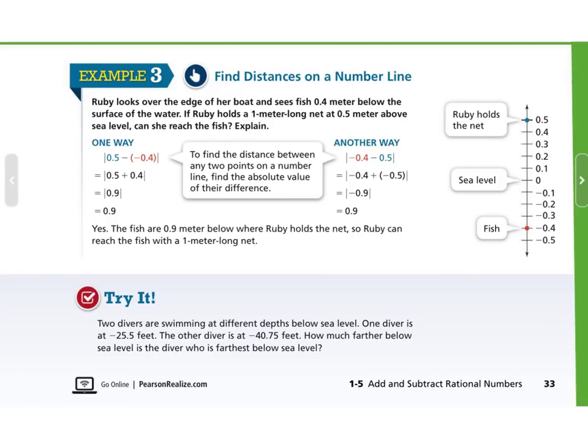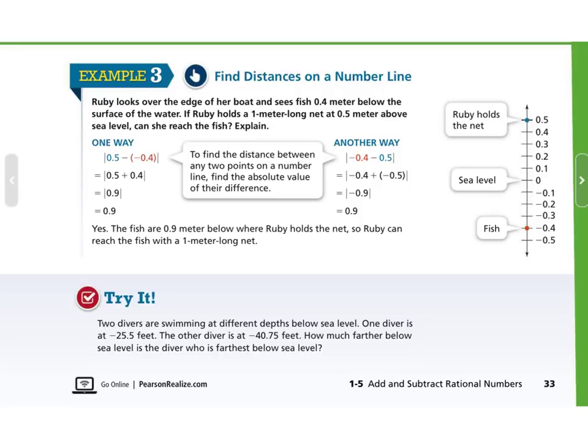In this example 3, we're looking at finding distances on a number line. Remember, a number line can help you see or visualize distances between positive and negative values, which sometimes makes more sense when you're stuck about whether or not your answer should be a positive number or a negative number. So in example 3, it says, Ruby looks over the edge of her boat and sees fish 4/10 of a meter below the surface of the water. If Ruby holds a 1 meter long net at 1/2 meter or 5/10 meter above sea level, can she reach the fish? Explain. Well, they do show us two ways of doing things.